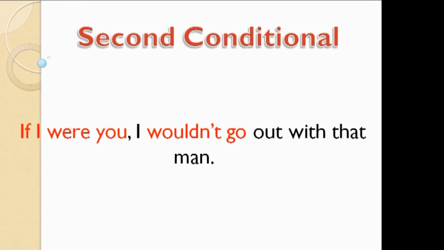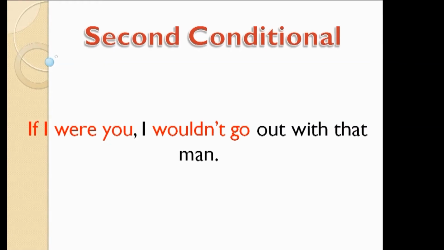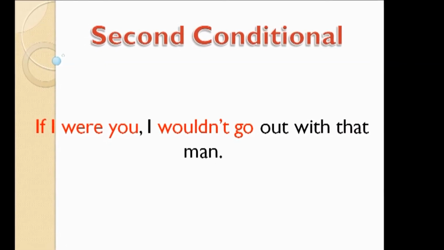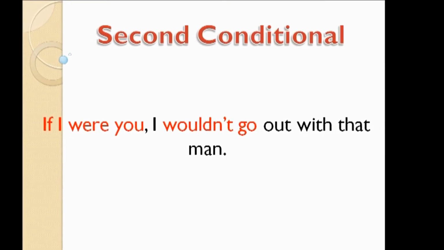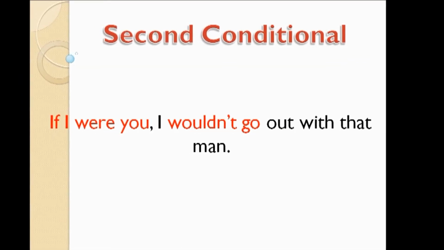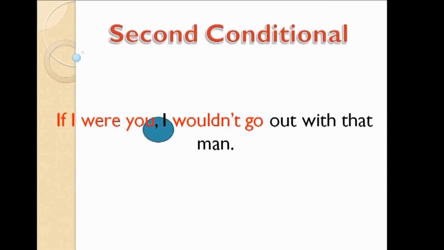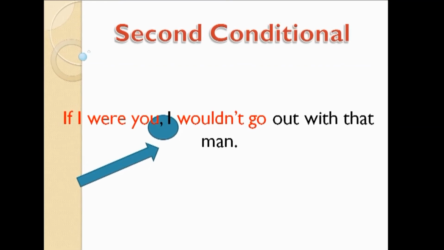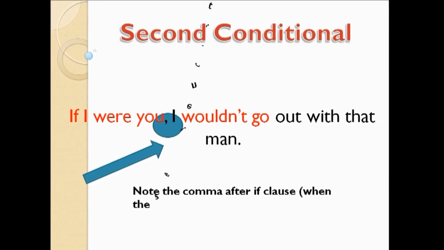Here is some general info about the second conditional, and this info goes for all conditionals in English. Remember that we've said earlier that the clauses within the sentence can swap places. So we can say, if I were you, I wouldn't go out with that man. This is the same as saying, I wouldn't go out with that man if I were you. Also remember, if the conditional sentence starts with the if clause, we always have to use a comma to separate it.